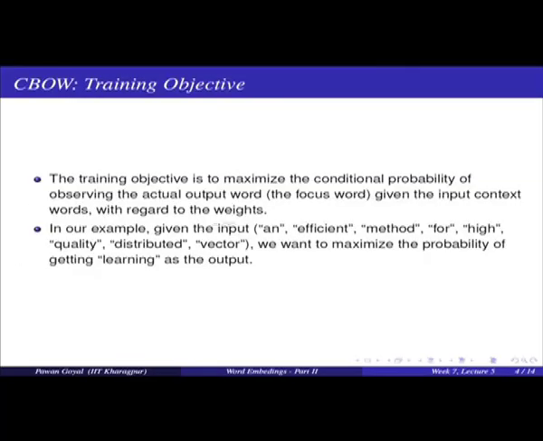So in our example, what would happen? I am giving this input, all these 8 words, an efficient method for high quality distributed vector, and I want to maximize the probability of getting learning as the output. This is my center word.